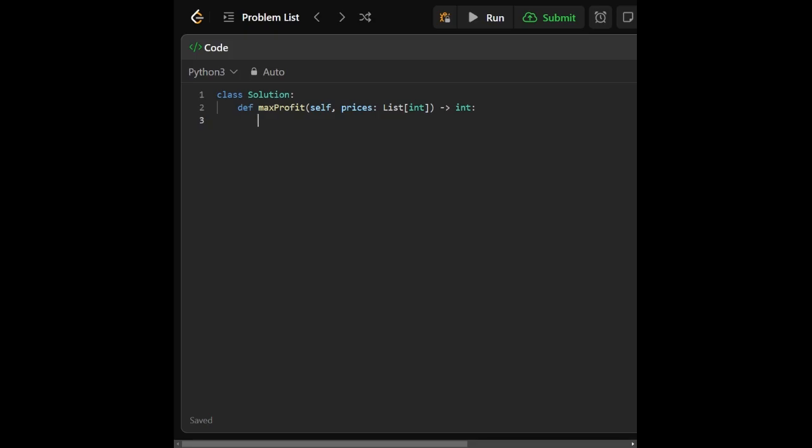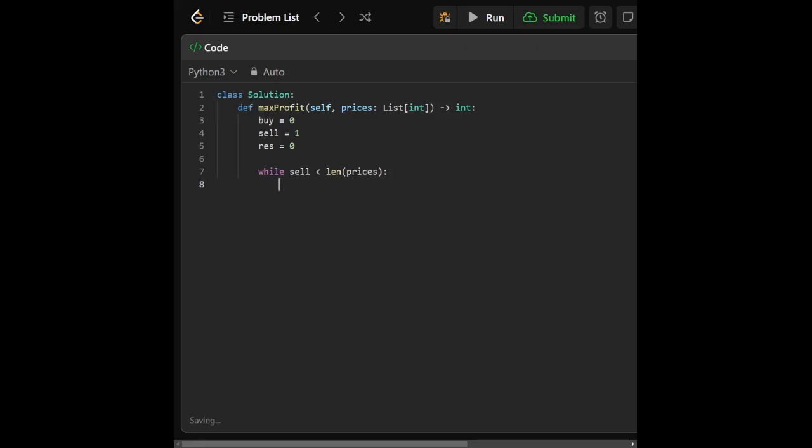To start, we're going to initialize our pointers. We're going to have a left pointer, which we're going to call buy, and it's going to start at the beginning of the array. We're going to have a right pointer, which is going to be called sell, and it's going to start at the second index. And then we're going to have a result variable, which will hold the largest profit we can find. And we want to keep iterating as long as the sell pointer does not reach the end of the array, so it's less than the length of prices.